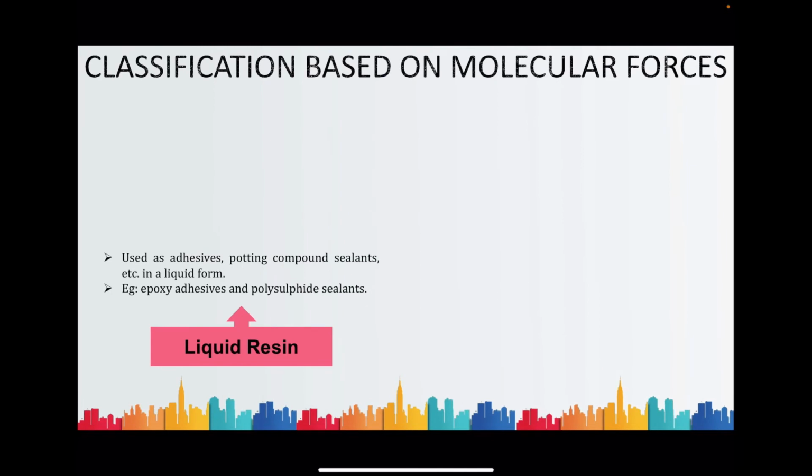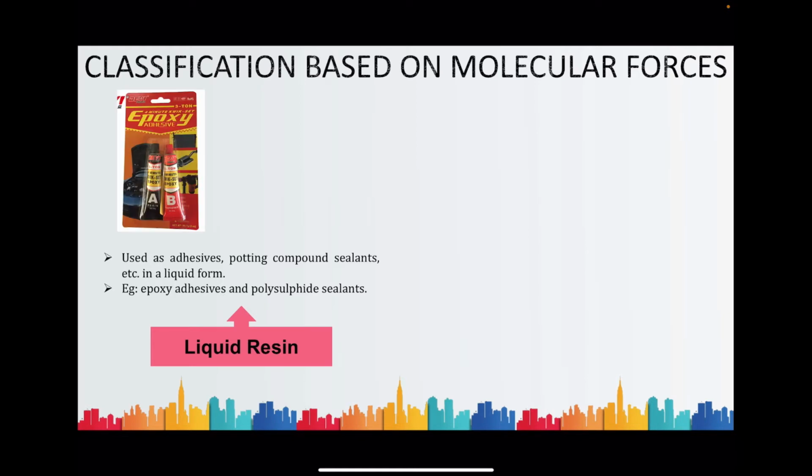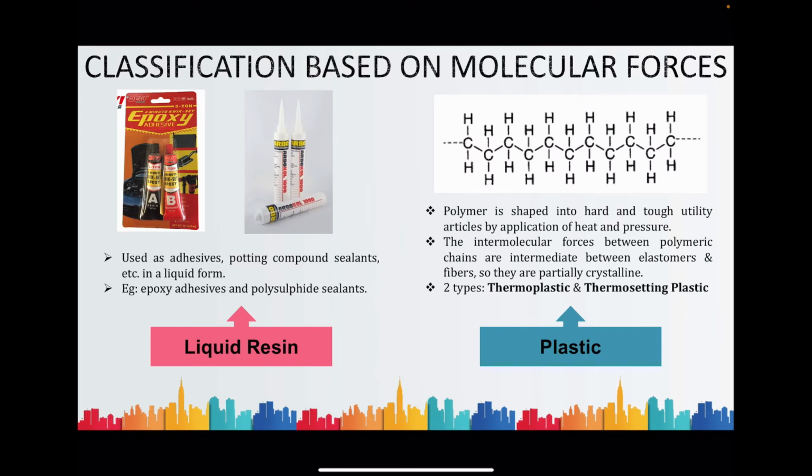Next, we move to the liquid resin. This polymer is used as adhesive, coating compound, and sealants, for example, in a liquid form. The polymers with this structure include epoxy adhesive and polysulfide sealants. The last one is the plastics, where the polymer is shaped into hard and tough utility articles by application of heat and pressure.